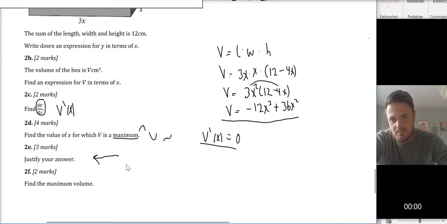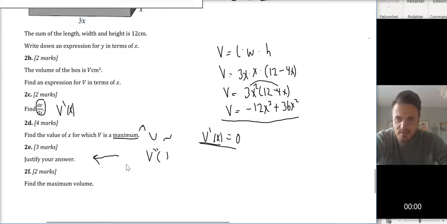And if you remember from exercise 1, there are different ways of showing this. You could draw a sketch of the derivative, the graph of the derivative. You could use the second derivative, or you can also draw some sign lines if you want.